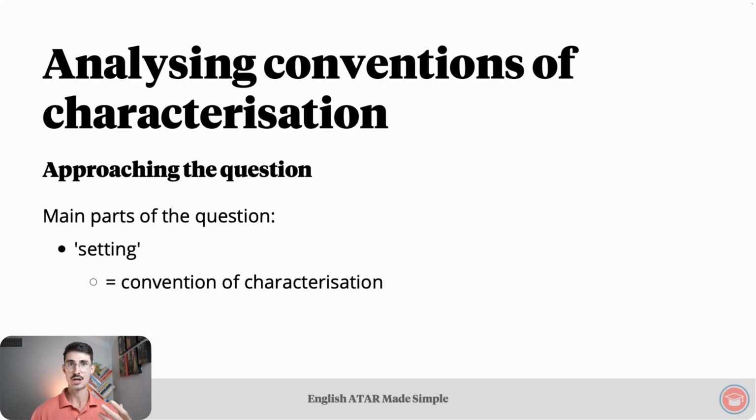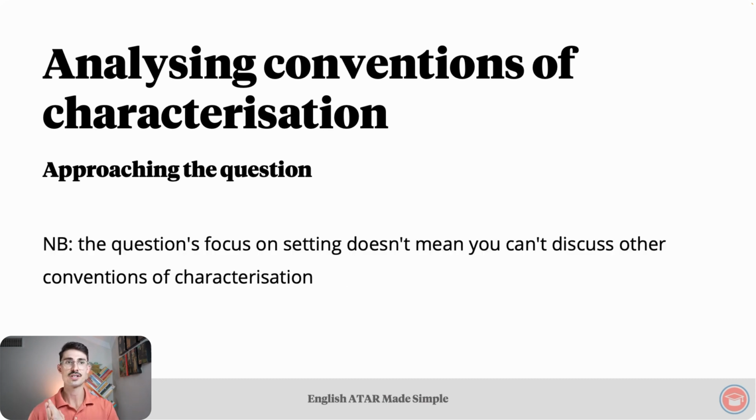The setting of the text is early 1970s, which is the time, and it's a small country town in Queensland, which is the place, and there is a kind of monotonous mood. Everything's a bit dull. Also note that the question's focus on setting as one of the conventions of characterization doesn't mean that you can't discuss the other conventions of characterization. Sorry for the double negative. Just because setting is specified in the question, you can also discuss other conventions of characterization. However, setting should be at least the main focus.